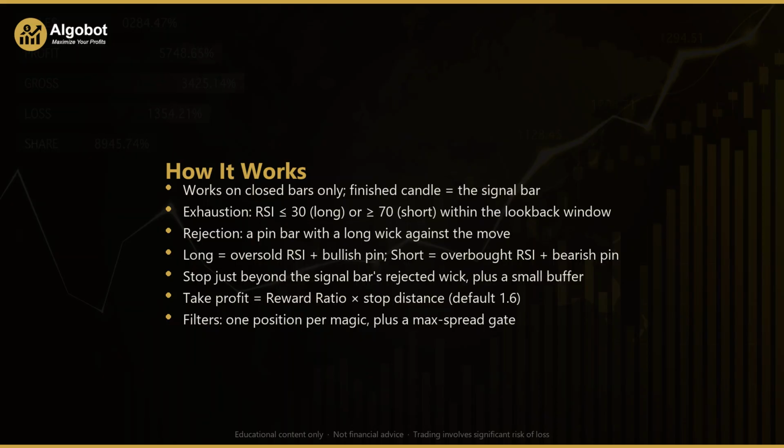The take profit is a fixed multiple of that stop distance, set by the reward ratio, which defaults to 1.6. So if the stop is a certain distance away, the target sits 1.6 times that distance in the other direction. Finally, there are 2 housekeeping filters. The strategy holds only one position at a time per magic number, and it skips a signal if the current spread is wider than the max spread point setting. This keeps entries clean and avoids trading in poor conditions.